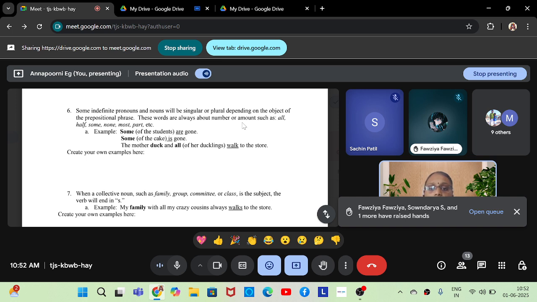Okay, here why did we write "some of the cake is gone"? It is because cake is a whole thing. It is just one cake and you have taken a part of the cake. So some of the cake is gone. Cake is singular, that's why you are using "is".